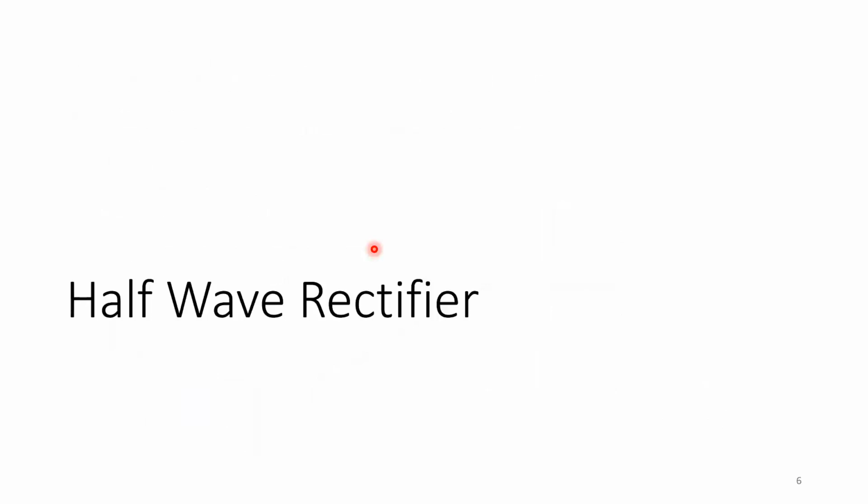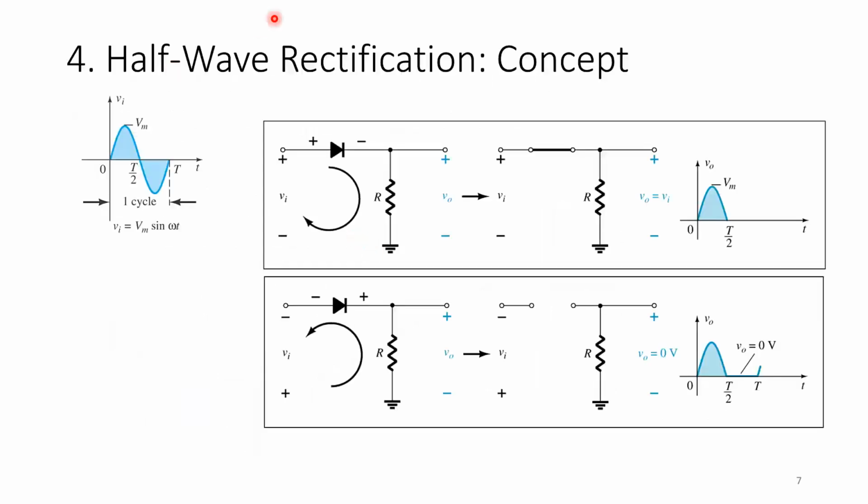So, half-wave rectifier. This is the half-wave rectification concept. When we have a full-cycle sinusoidal wave, what we have at the output is just one part, one direction, in this case the positive cycle, but the negative cycle is omitted. So let's see what happens.